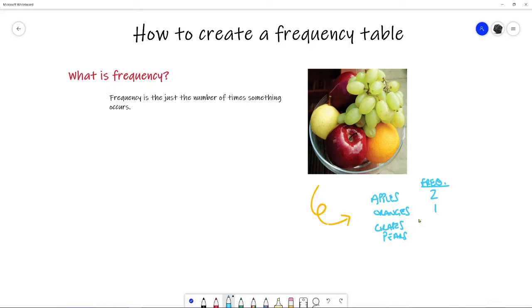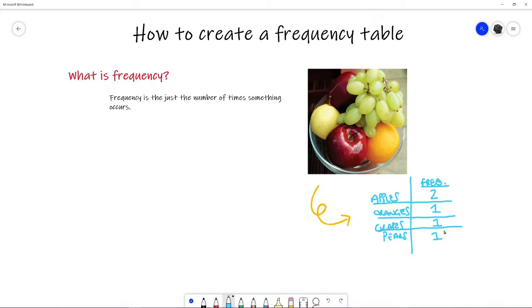Oranges would be 1. Grapes, I'm going to count them by the bunch. So I would say I have 1 bunch. And pears, I can see that I have 1. That's all that frequency means. When we're talking about data and we're collecting data, we count frequency as the number of times something occurs. So for example, if I'm creating a survey and I want to ask people a specific question, the number of times each person answers the question would be considered 1 towards my frequency.